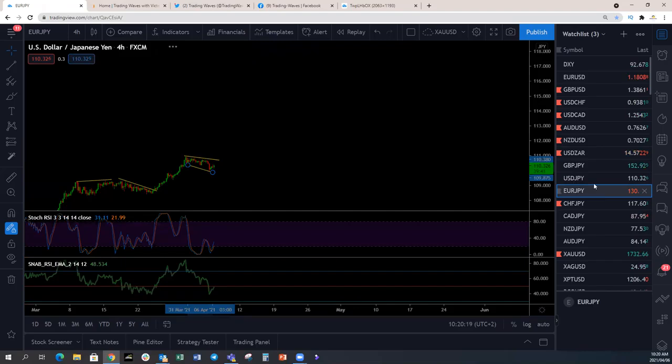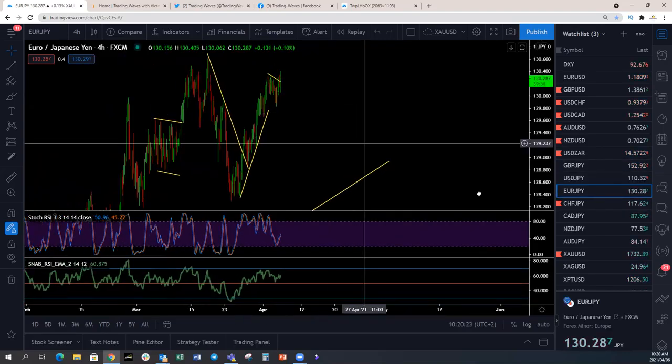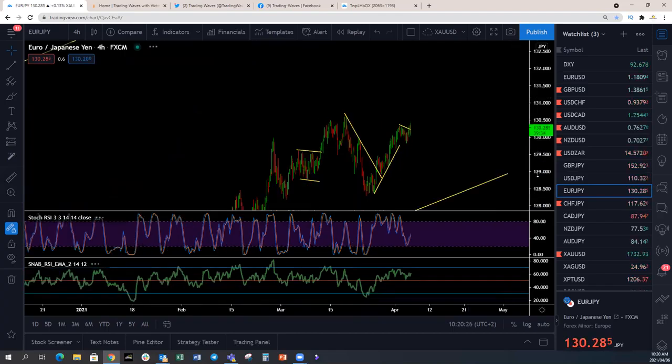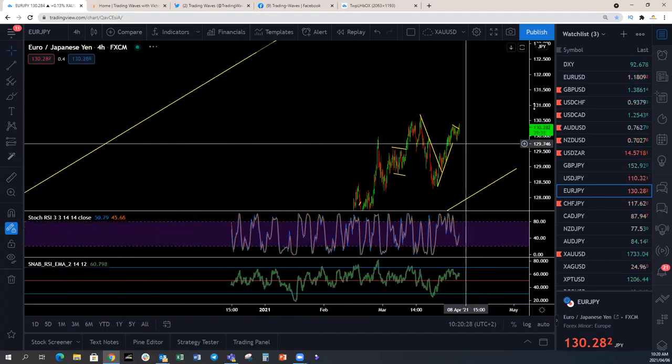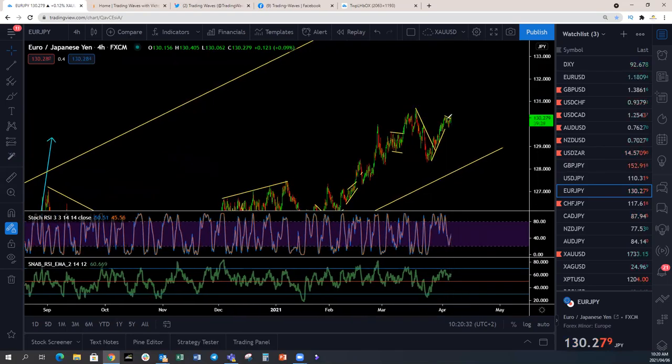Euro yen. We're expecting that we get a deeper correction after that expanding flat. We should get a deeper correction from current levels, something like that, before this resumes with the move to the upside. Okay, so we'd actually want something like this before we push to the upside. Let's see how this is going to play out here.